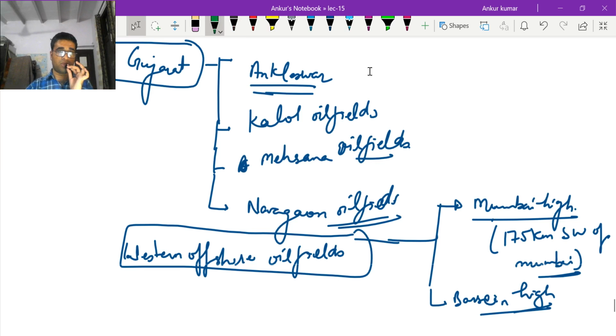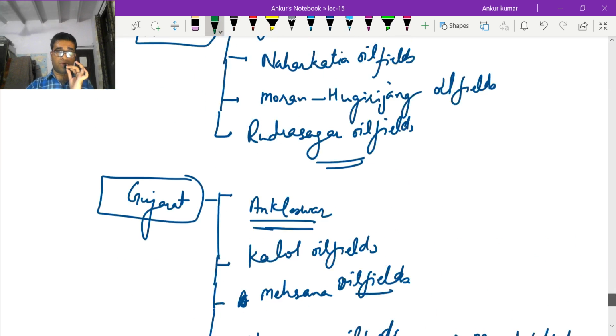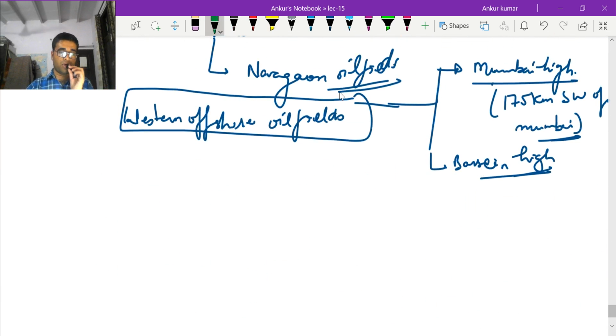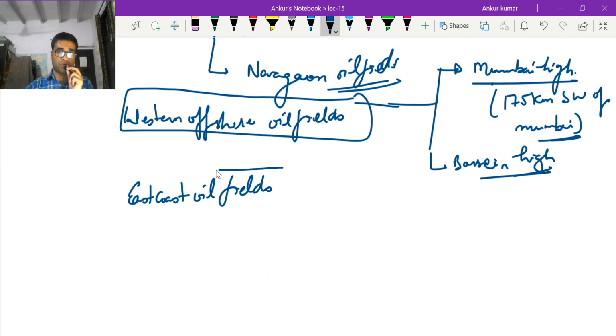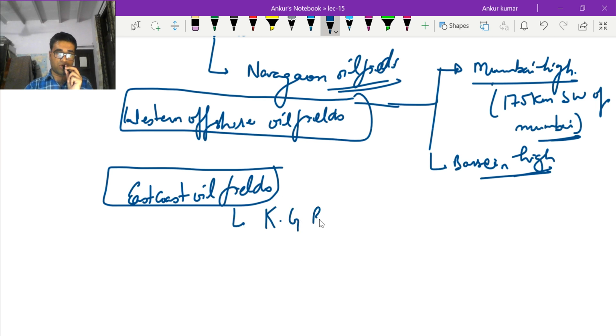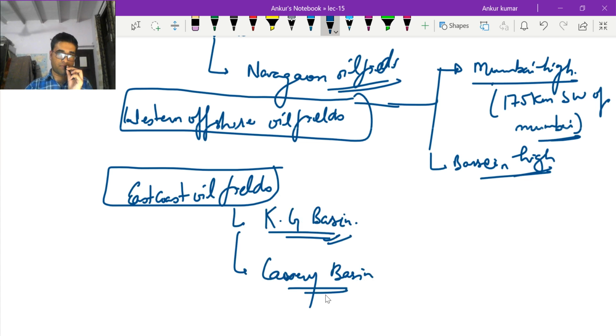We have done the Gujarat oil fields, the Assam oil fields, and the Western offshore oil fields. Now let us do the East Coast oil fields as well. In the East Coast, the main area is the KG basin, Krishna Godavari basin, in Andhra Pradesh. Plus, further south is the Kaveri basin. So these are the two areas in the East Coast. So this is about the petroleum reserves.